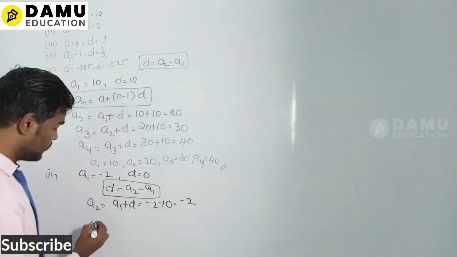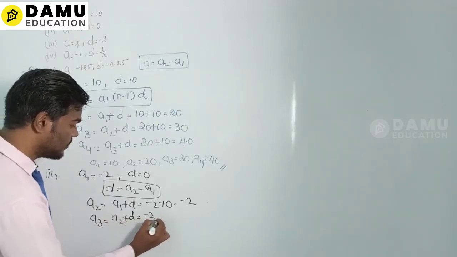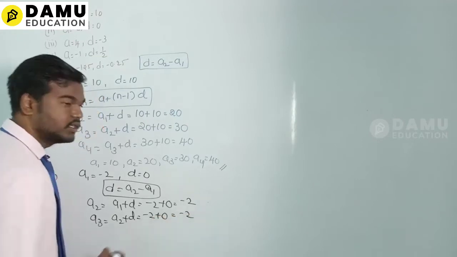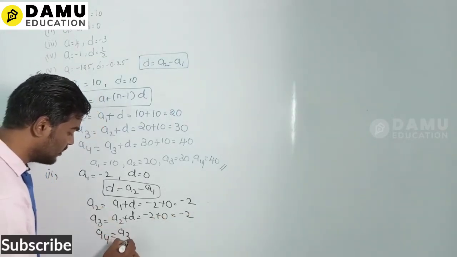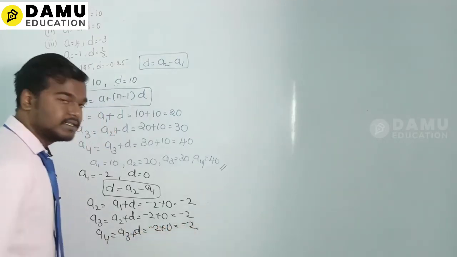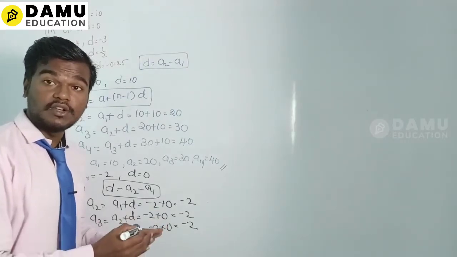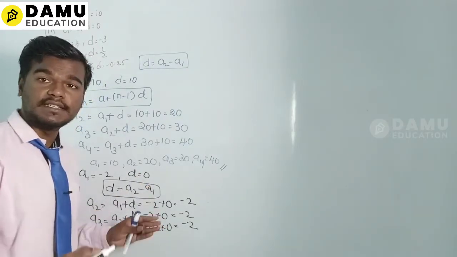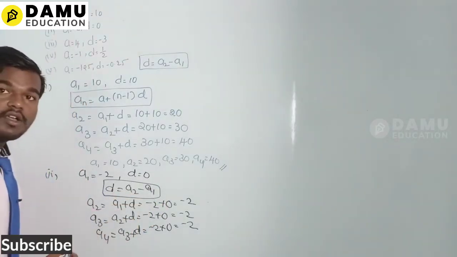It is constant, fixed. Then a3 is a2 plus d, a2 is minus 2 plus 0, that is minus 2. Then what is a4, the fourth term? That is a3 plus d, minus 2 plus 0, so the value is minus 2. There is no change in the difference, it is 0. So a1, a2, a3, a4, all the numbers are constants.